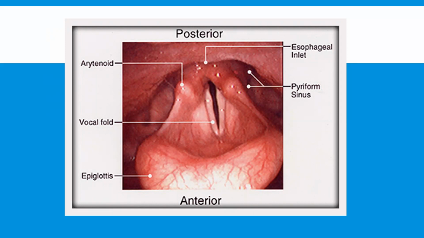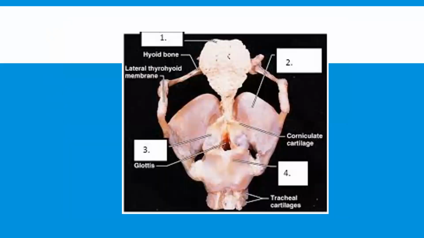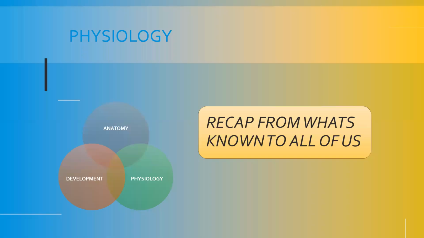So the epiglottis will go and cover the airway and help the bolus to pass through into the esophageal inlet. So without the soft tissue structures, if you see the larynx, these will be the cartilages, and the hyoid bone is also seen in this picture. So the anatomy, development and physiology together are required for understanding swallowing.